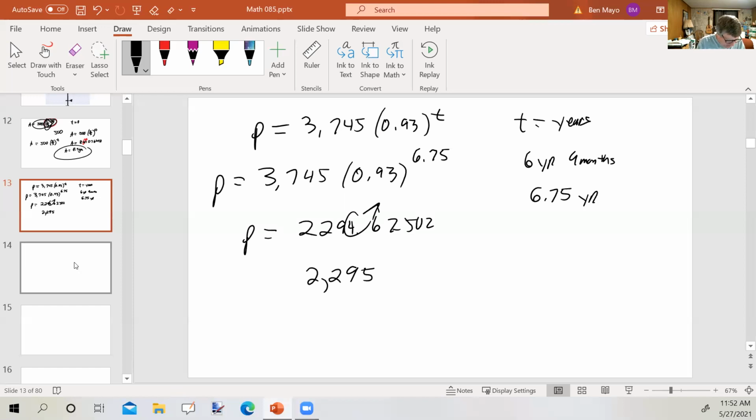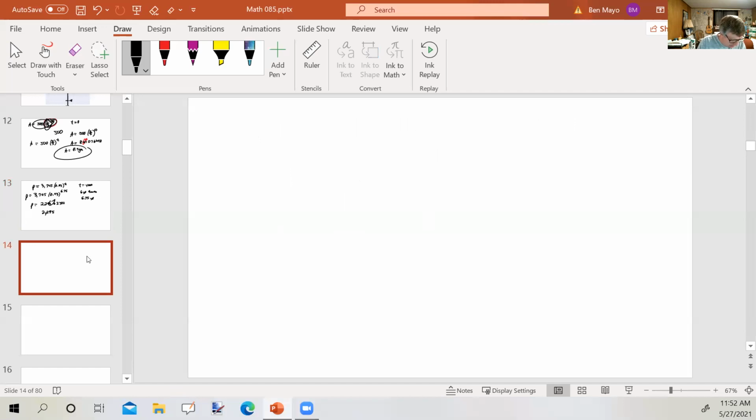All right, now here's a compound interest problem. There's a formula that involves compound interest, and it looks like this.